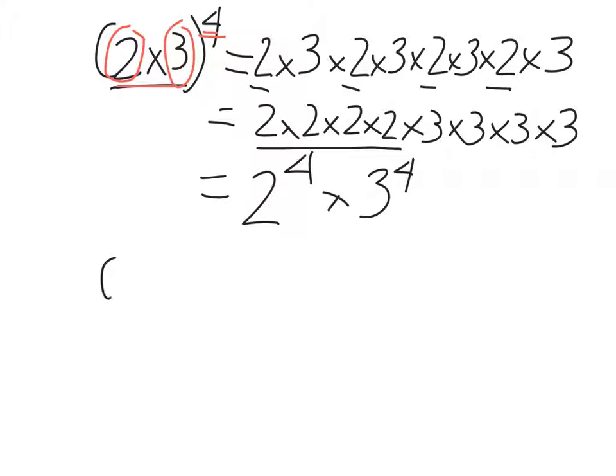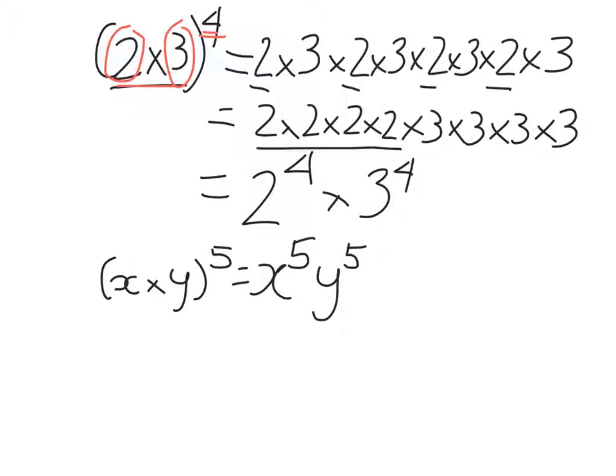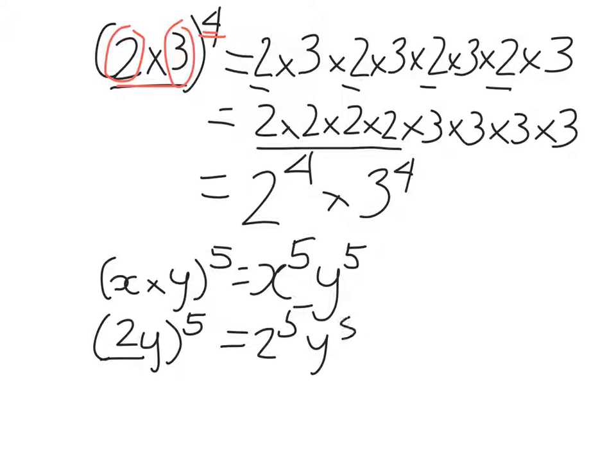Let's look at a few examples. Let's say I had x times y to the power of 5. Just take the first thing, raise it to the power, take the second thing, raise it to the power. How easy is that? Now let's say it's something like 2y to the power of 5. I have to raise 2 to the power of 5 and raise y to the power of 5, but usually we don't write it as 2 to the power of 5. We can figure out what that is. 2 to the power of 5 is just 32.